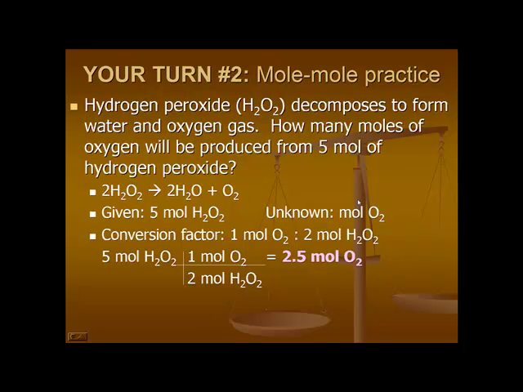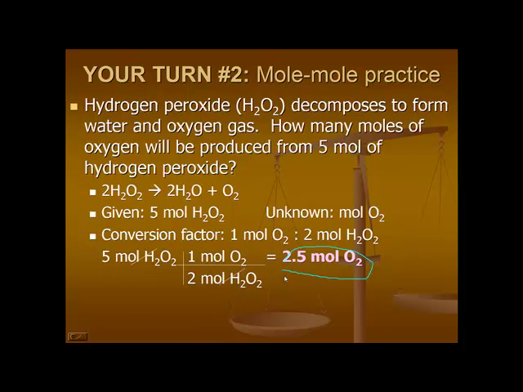Now we can start plugging in numbers. Your given is your starting point in the conversion, so that goes first. For my actual conversion factor, I put what I'm trying to get rid of on the bottom. The number comes from the balanced equation. What I am looking for, which was moles of oxygen, goes on the top. That number also comes from the balanced equation. Multiply the top numbers, divide the bottom numbers, and I get 2.5 moles of oxygen.